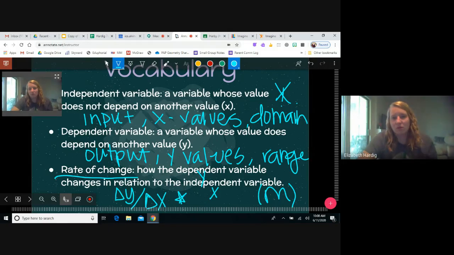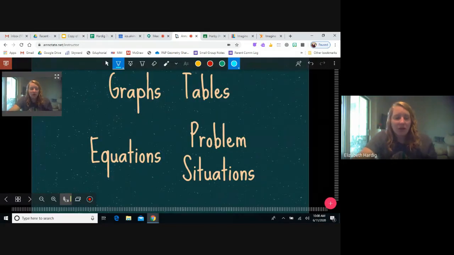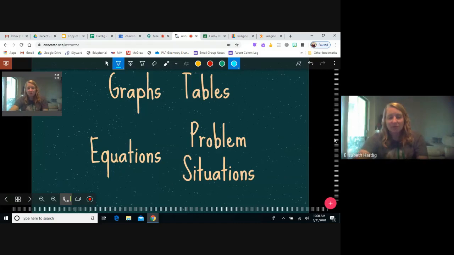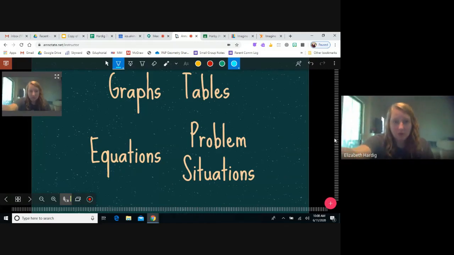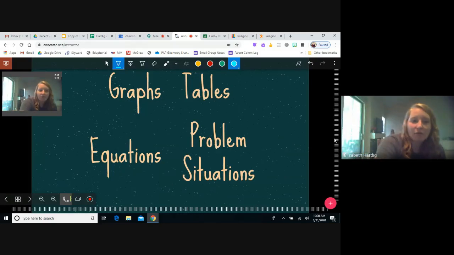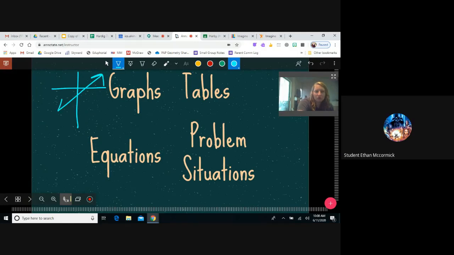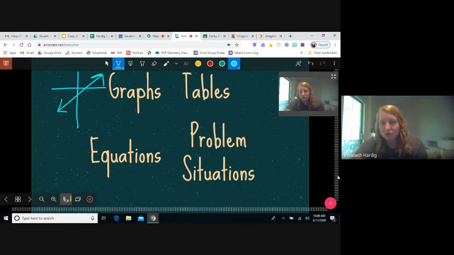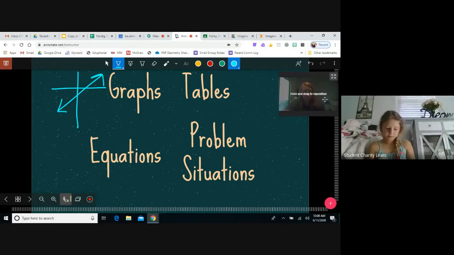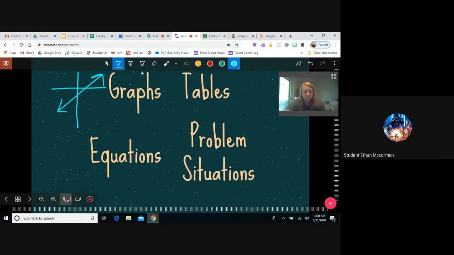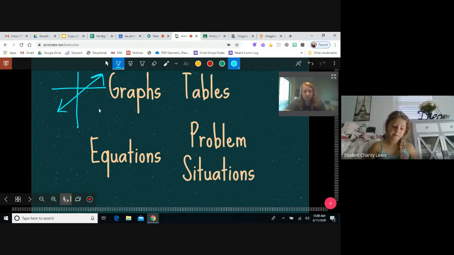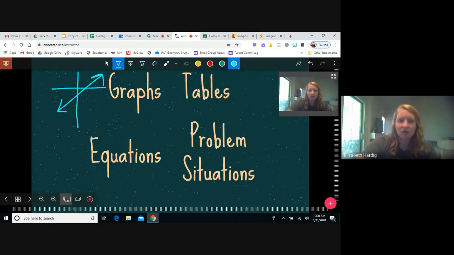All right. So then we look at how we can represent multiple representations. And it's actually in 4 different ways. You'll have your graph, which is obviously on your coordinate plane. Would that graph be proportional that I just drew? No. Why not? Because the line doesn't start at the origin. It does not go through the origin. Very good.